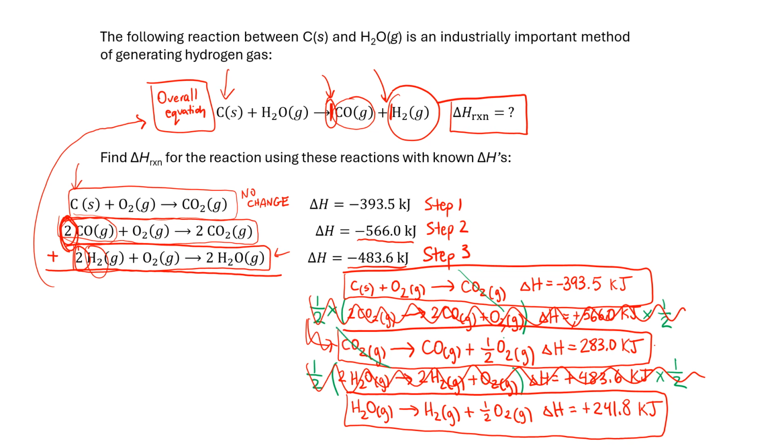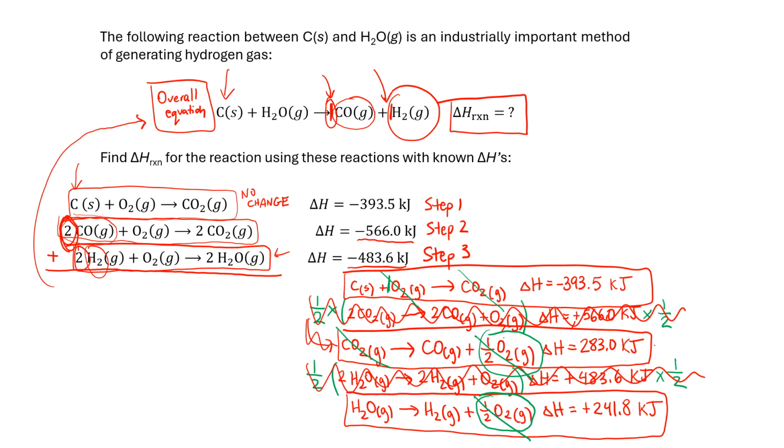What else crosses out? Well, notice we got one O2 on the left side, and we got half of an O2 on the right, but another half of an O2 on the right of the third step. A half plus a half, if we add those up, is just 1, right? So now we have 1 oxygen on the product side and 1 oxygen on the reactant side. Those cancel as well. Guys, remember, anything in the products, if you see that in the reactants of any other step, you can cancel them out.